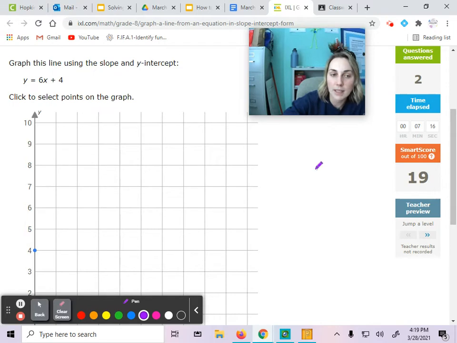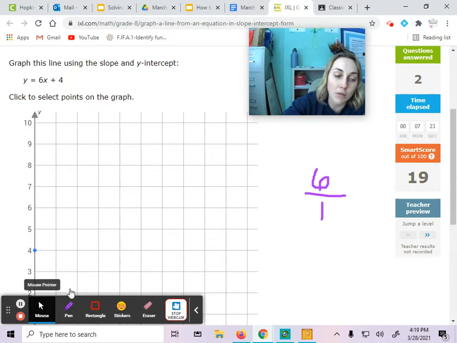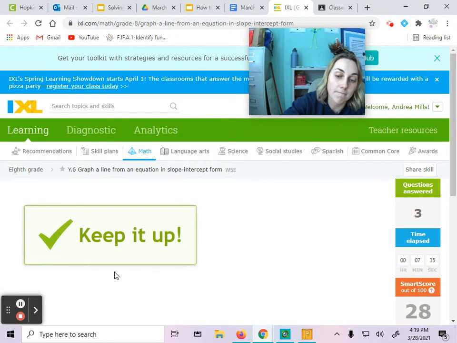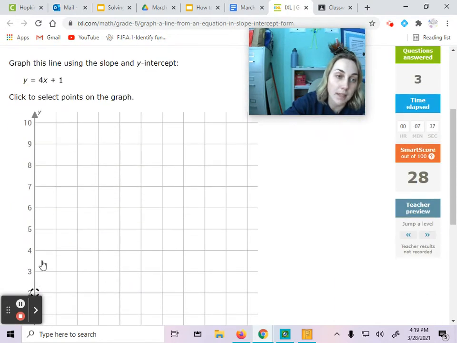in this case, it's going to be 6. Its fraction form is going to be the number over 1. So my slope is going to be 6 over 1. So I'm going to rise 6 times. 1, 2, 3, 4, 5, 6. And I'm going to run 1 time. And I'm going to plot my second point. And I am done.